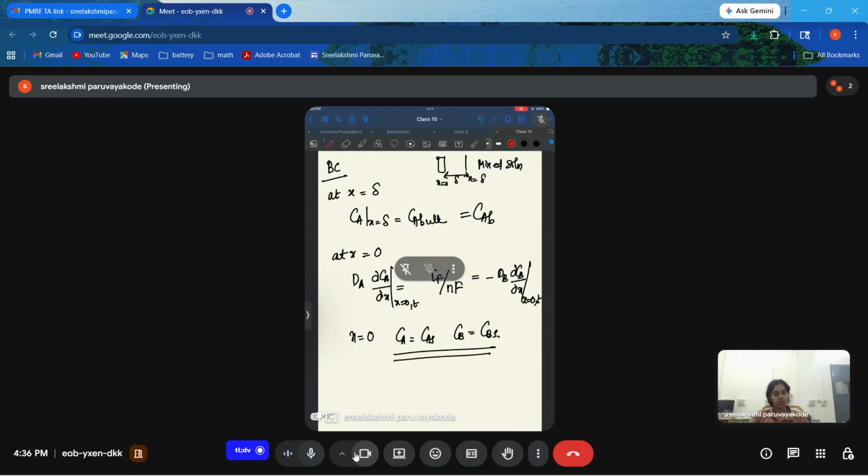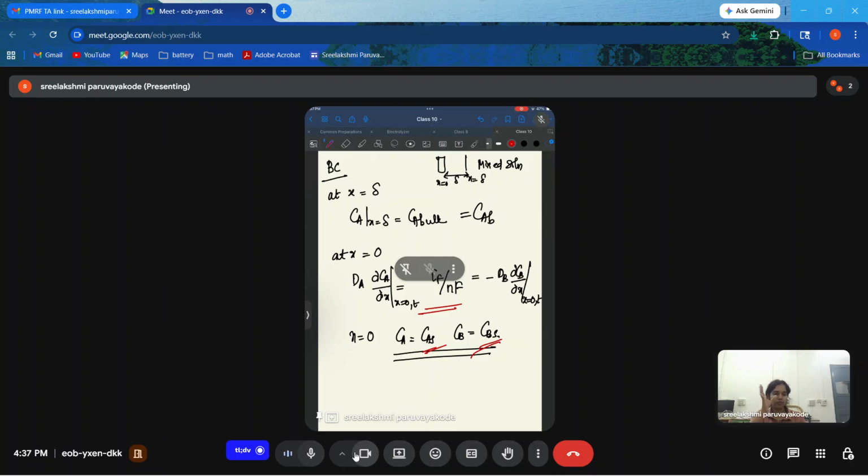Then you need boundary condition. At the interface, you know that it is actually the surface concentration. Whatever is reacting, A is getting consumed, that rate corresponds to the consumption of the surface concentration of that particular reactant species. Something is formed, the rate at which it is formed corresponds to the concentration. So that's why the rate is nothing but iF by nF.